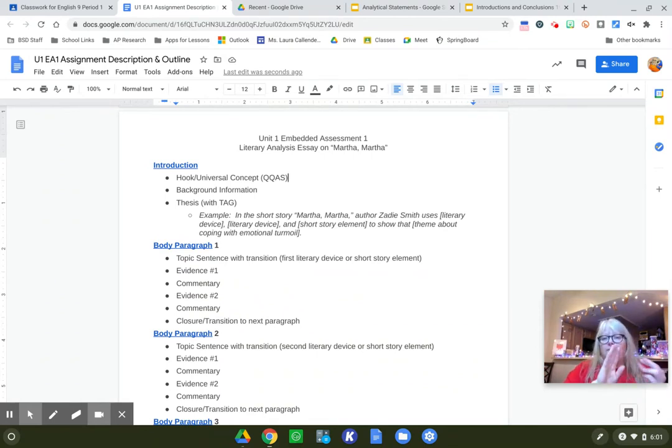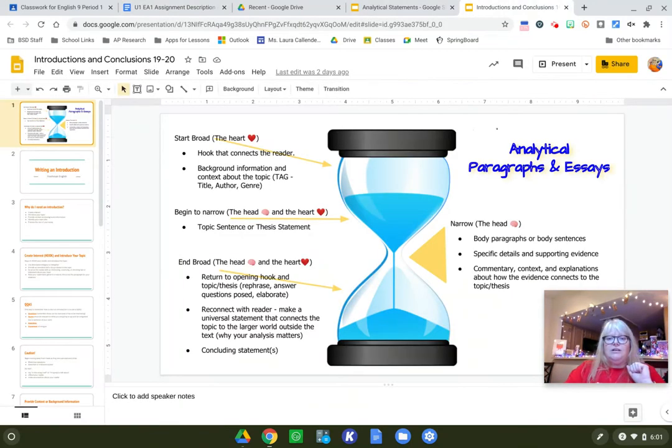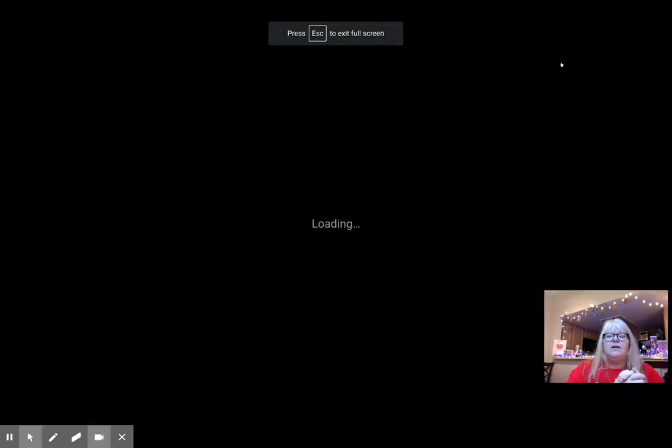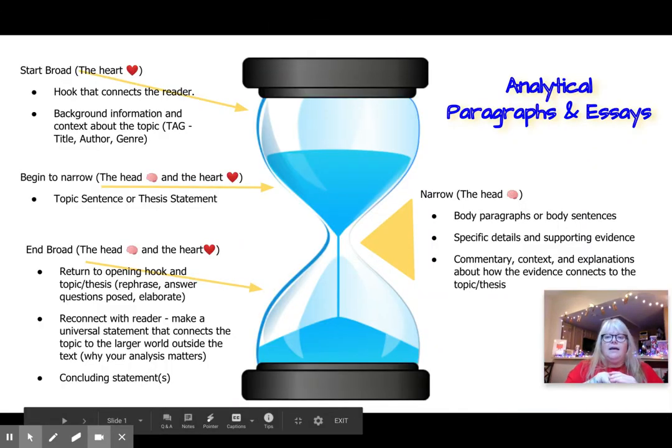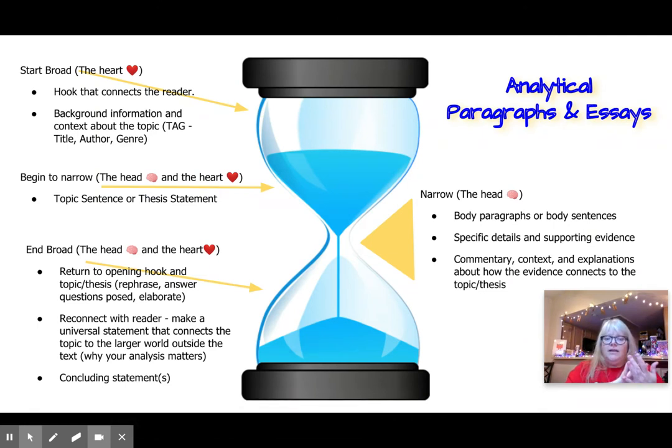So there are 3 really important components to an introduction. So let's take a look at introductions. So we're going to take a look at this slideshow that's also in the Google Classroom that talks about the analytical essay and an introduction and a conclusion.